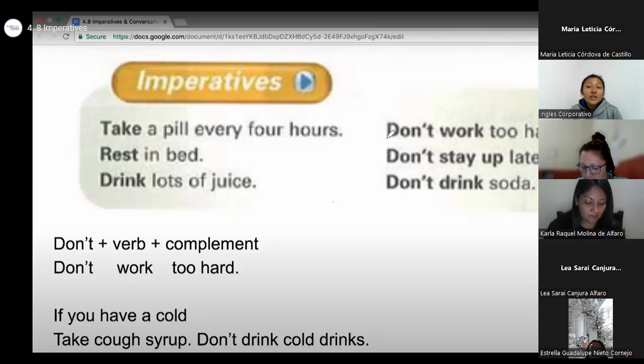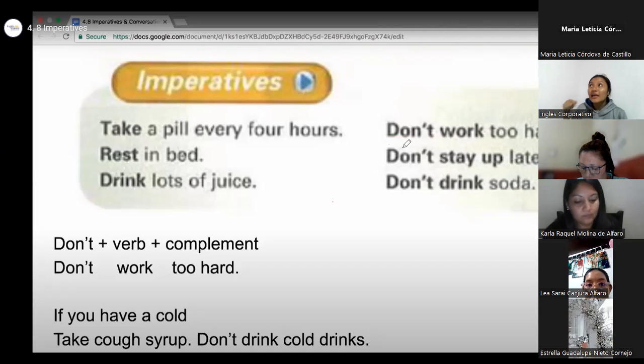Y cuando está en negativo, tenemos que poner el don't al inicio de la oración, ¿ok? Por ejemplo, si yo estoy enferma, si yo tengo gripe, no me va a recomendar ir a nadar, ¿ok? Entonces usted me va a decir, don't swim, ¿ok? No nade, no fume, por ejemplo, right? Don't smoke, ¿ok? It will be in that way. Is it clear, Raquel? Yes, okay, thank you so much.